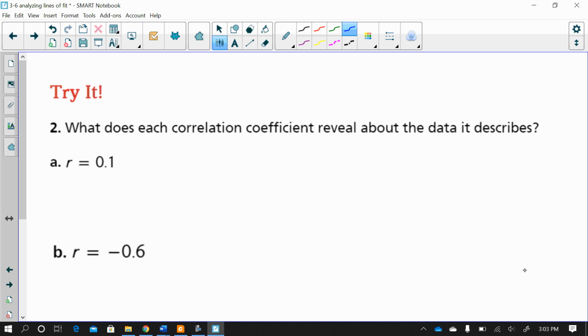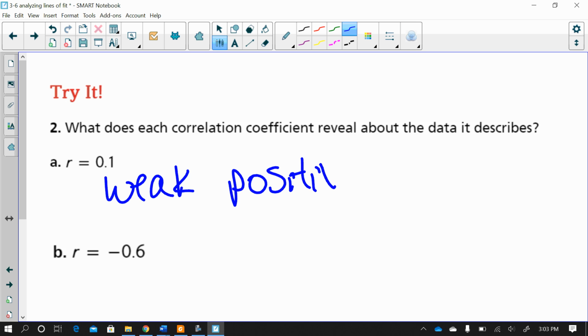So we're given the correlation coefficient. You need to tell me what it tells about the data. Pause the video and try letter A, please. Okay, R equals 0.1. That's really close to 0, so this is weak. And notice it's positive, so we say weak positive correlation.